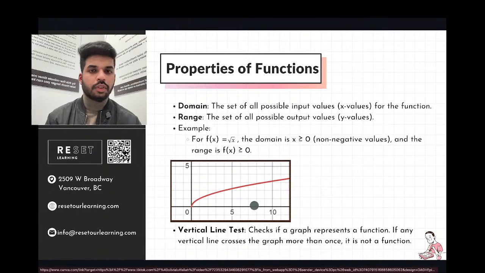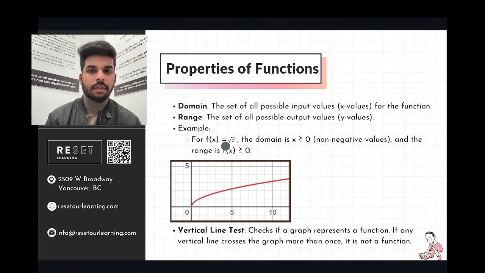Let me take an example, and let me talk about range as well quickly. Range is all the possible output values. So domain is basically all the possible x values, and range is all the possible y values. All the possible inputs that you can plug into the function are your domain, and all the values you will get from all those values of x would be your range. So let's take this example. We have a function, square root of x.